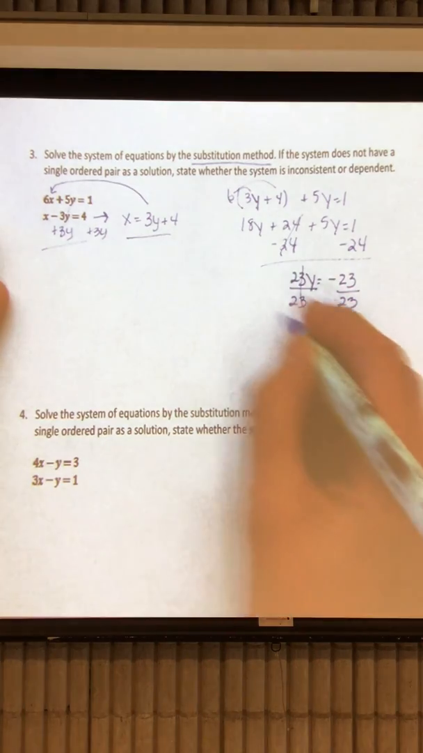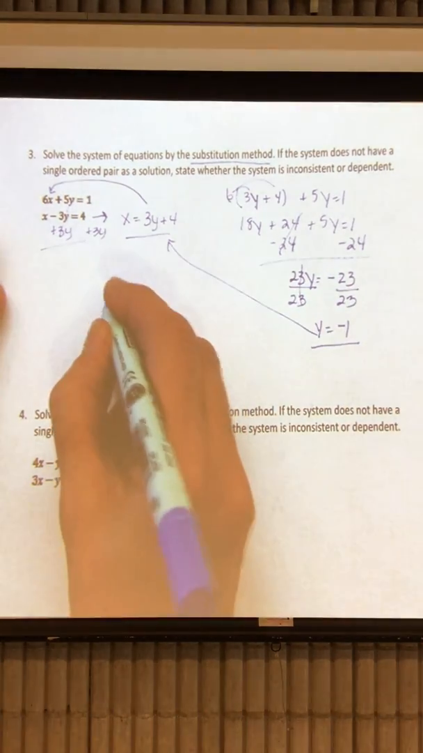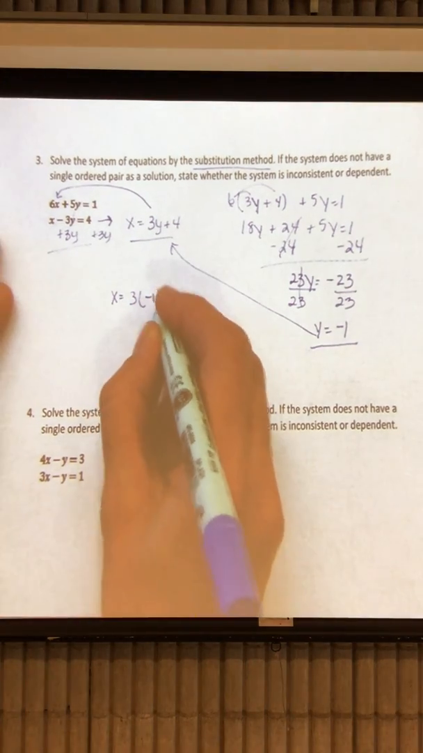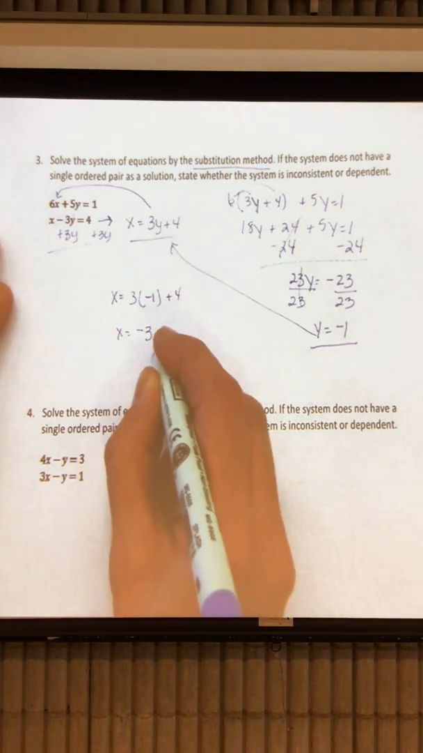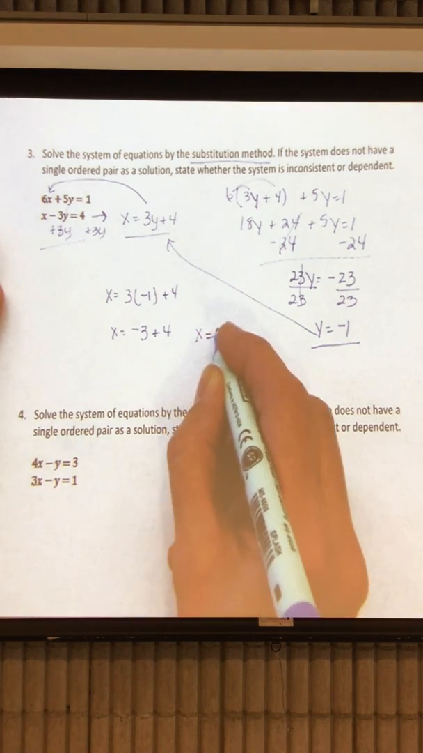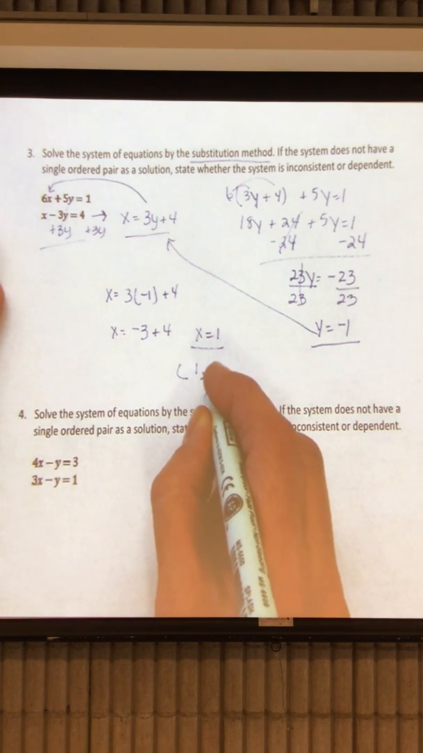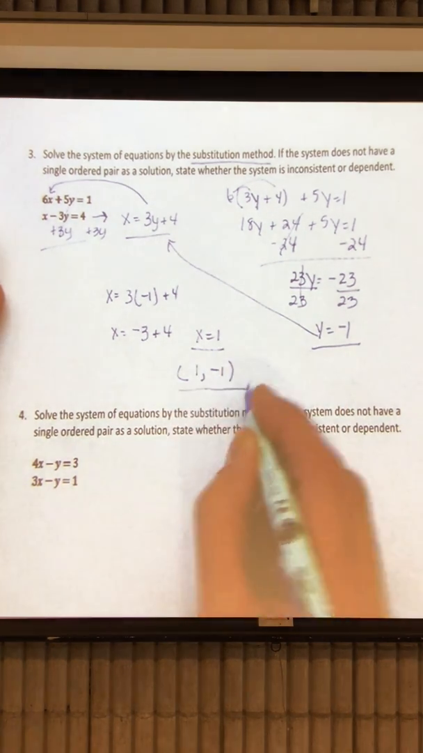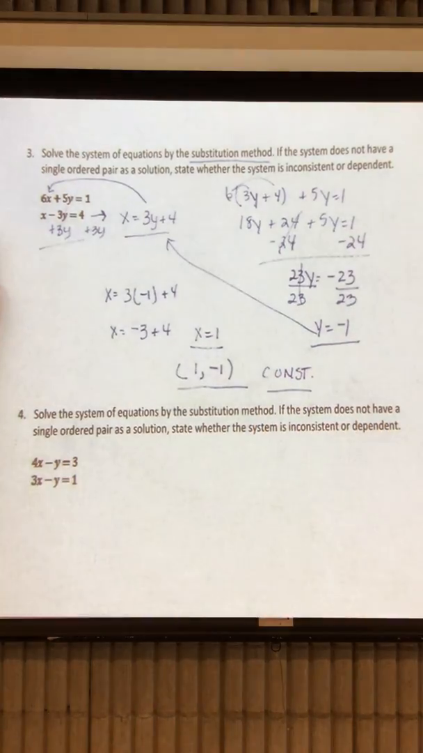And then we substitute that y back into the equation to solve for x. So x is equal to 3 times negative 1 plus 4. So x is equal to negative 3 plus 4, which means x is equal to 1. Therefore, our solution is (1, negative 1), and that is where they intersect. Therefore, our system is consistent.